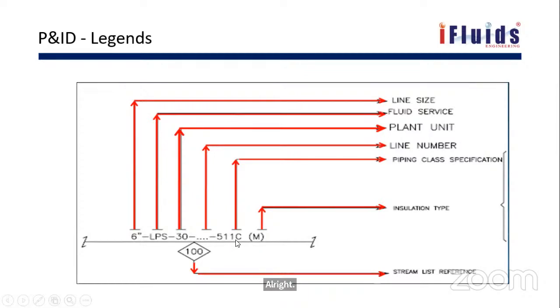And then the corrosion allowance will also be mentioned in the piping class specification, like 3 mm, 6 mm, like that. And at last, there will be insulation in the system. If it is a hot service in the pipeline, then it will be mentioned whether insulation is required or not. Those things are also captured in the line number identification. And then you can see there is one diagonal box marked with 100. This is a steam list reference. This is generally applicable in the case of the PFD, process flow diagram.